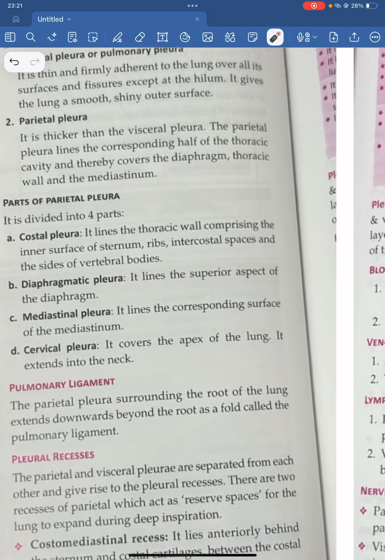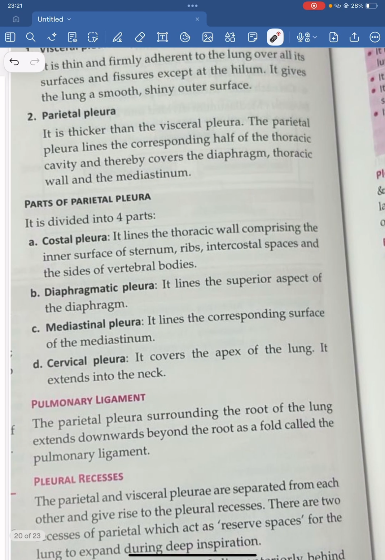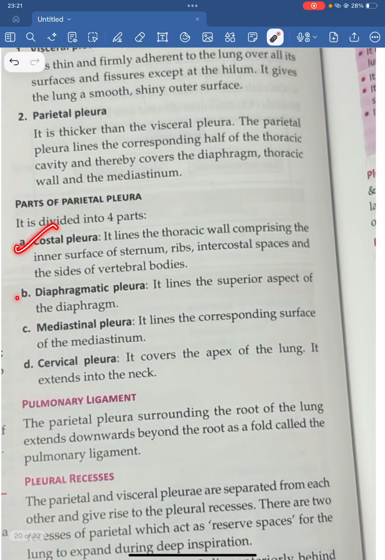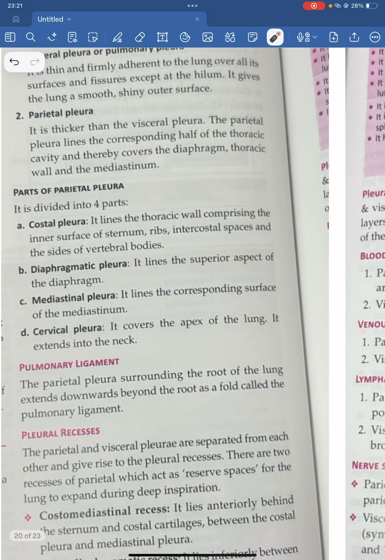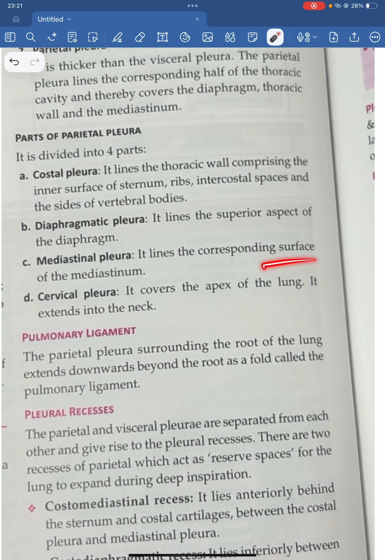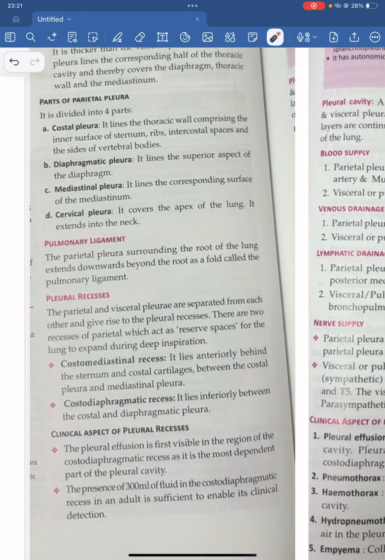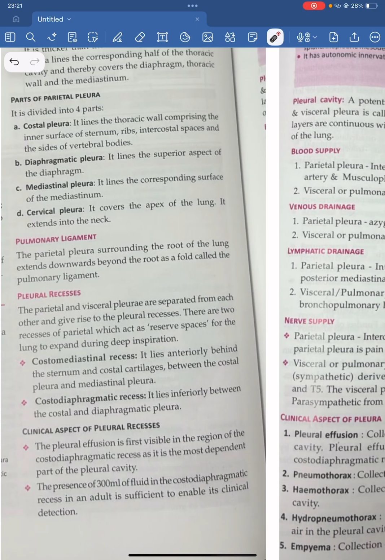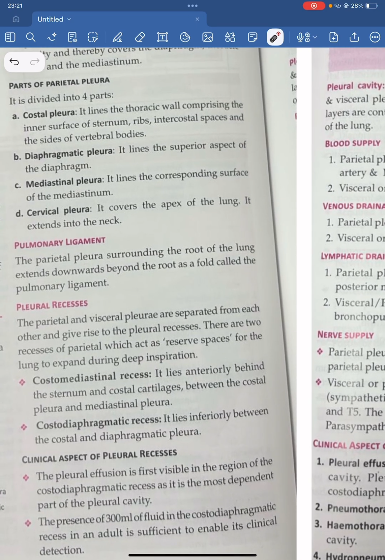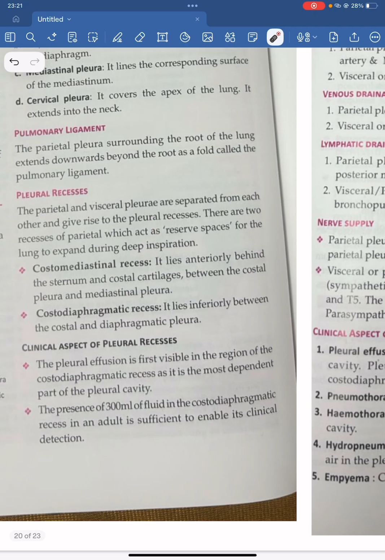Parietal pleura is again divided into parts: costal pleura, diaphragmatic pleura, mediastinal pleura, and cervical pleura. Costal is the one related to the inner surface of the sternum and ribs, intercostal spaces, and sides of the vertebral bodies. Diaphragmatic means the superior aspect of the diaphragm. Mediastinal means corresponding to the surface of the mediastinum. Cervical means it extends into the neck. Pulmonary ligament: the parietal pleura surrounding the root of the lung extends downwards beyond the root of the lung. It is called the pulmonary ligament.